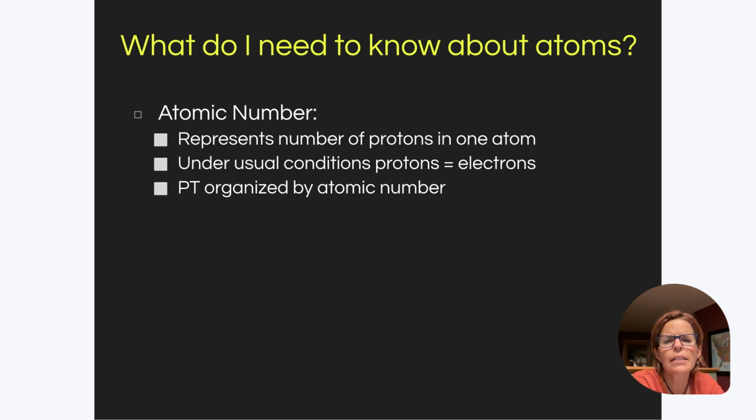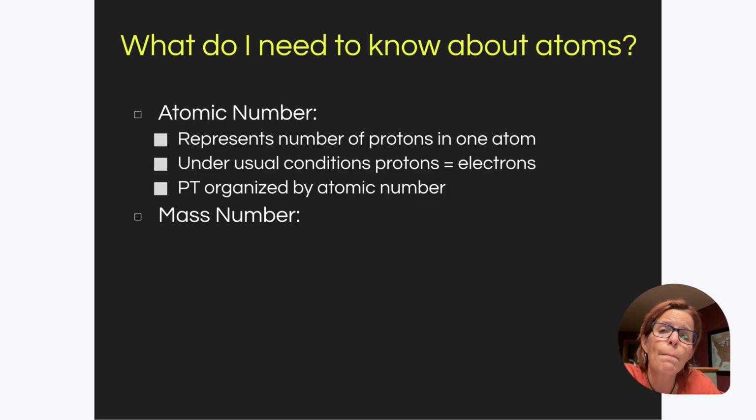All right, and then the periodic table is organized by the atomic number. So it starts with number 1, goes to number 2, 3, 4, 5. As you go across, you can tell that it's organized by the atomic number. So the more protons we have, the further down into the bottom right-hand corner it is.